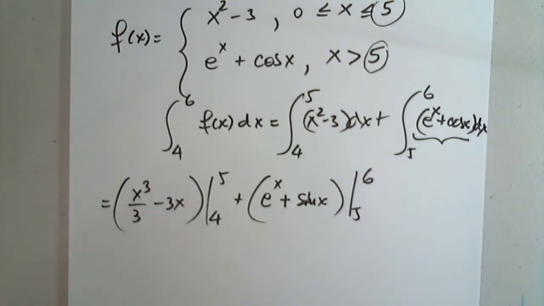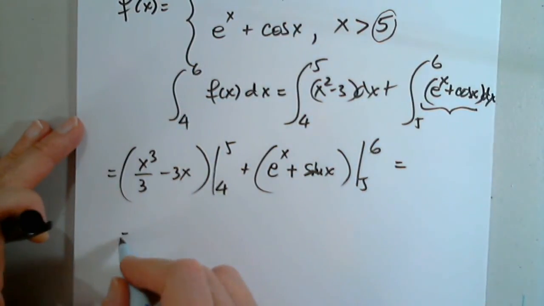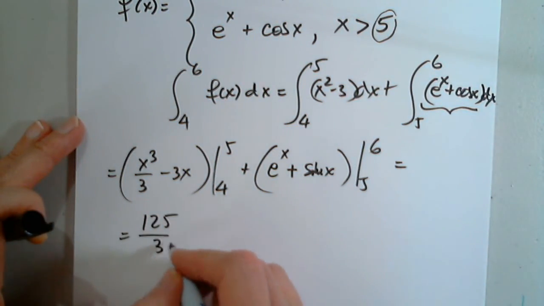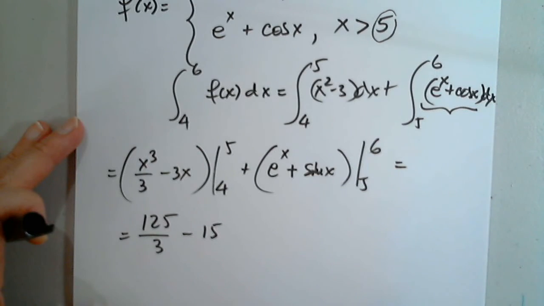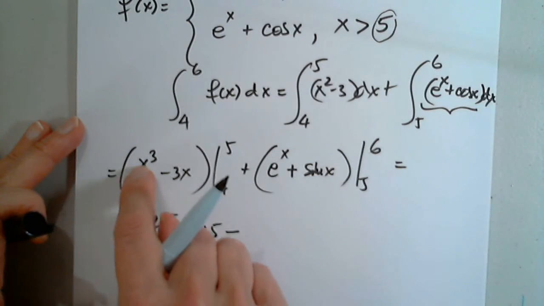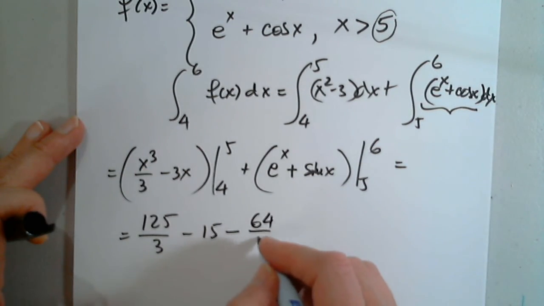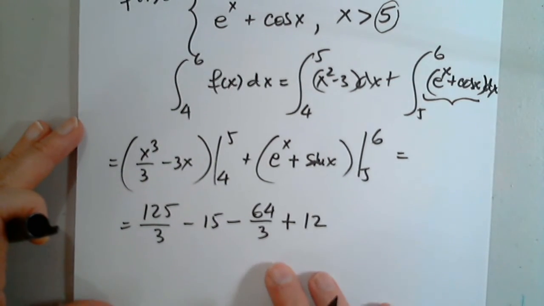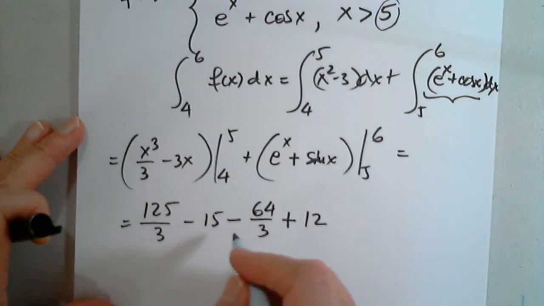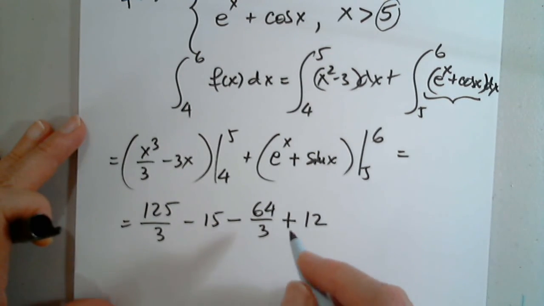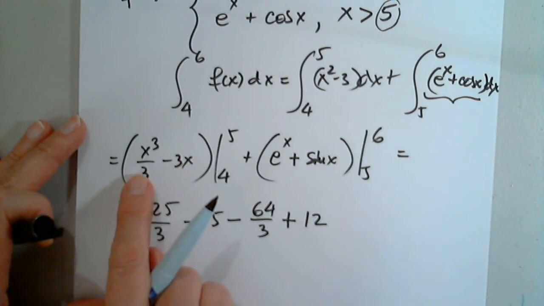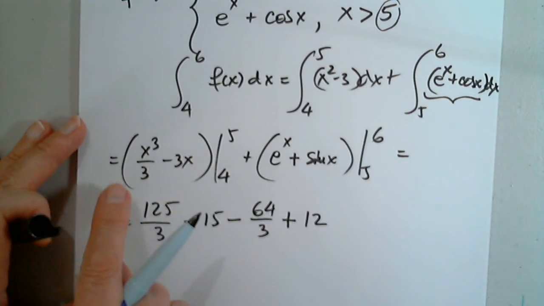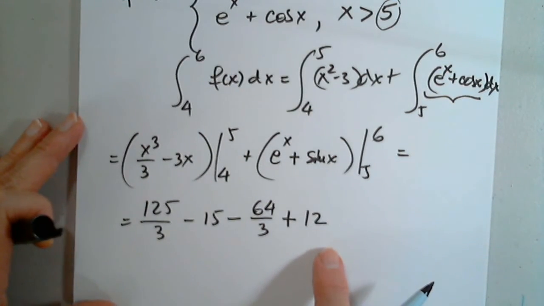That's all I needed. So now, in order to finish up, I have to plug in 5: 125 over 3 minus 15, minus, careful, when I plug in 4, which is 64 over 3, but plus 12. If you're uncomfortable with this, put parentheses and then distribute at the end, right? Because when I plug in 4, I have to subtract. When I plug in 4, I already have a negative 12, and with a minus in front it will be positive 12.